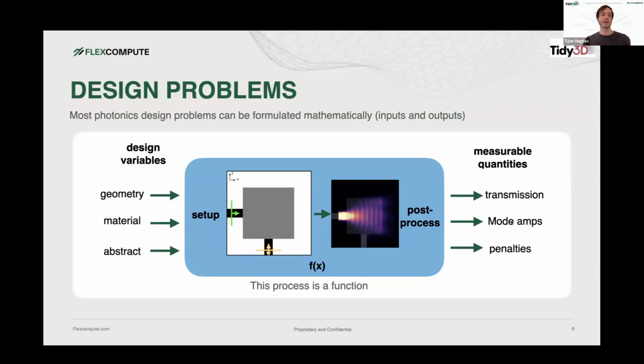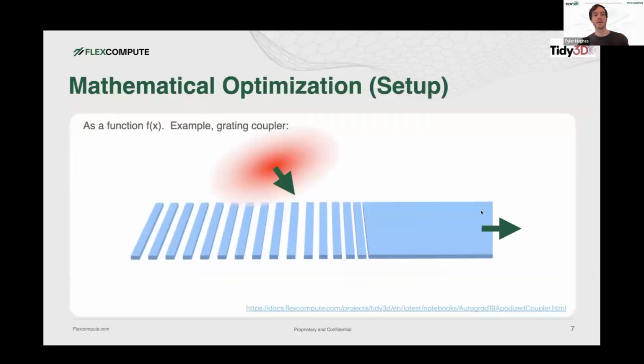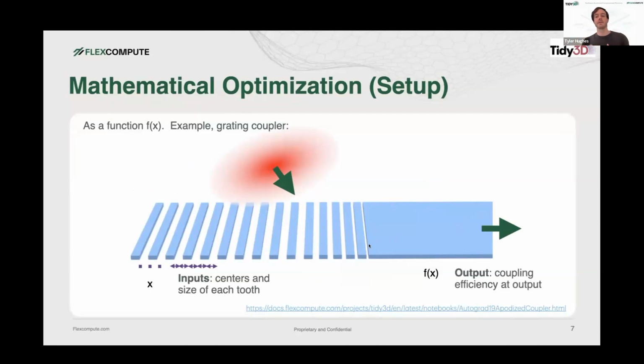So try to abstract everything out and just think about design as this function f of x. As a more concrete example, let's say you're designing a grating coupler like this. Maybe the x represents the center and size of each tooth, so you can have independent control over where you place the grating teeth. And then f of x might be the coupling efficiency of the output port.